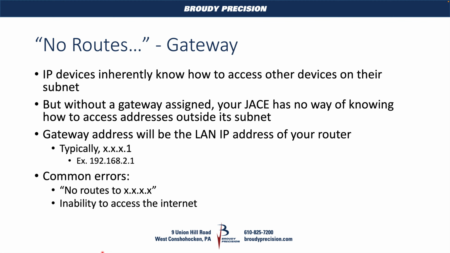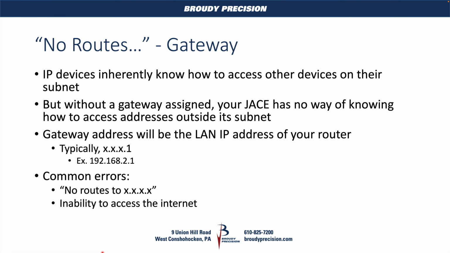So IP devices inherently only know how to access other devices that are on the same subnet as them. So if your device is at 192.168.1.50, you only will know how to access the devices that are in your subnet. It's defined by the subnet mask, but it's typically going to be 192.168.1, and any device in that area you'll know how to get to.